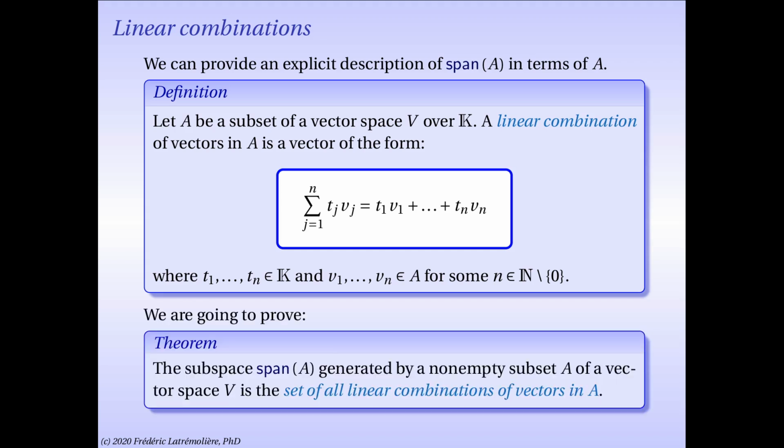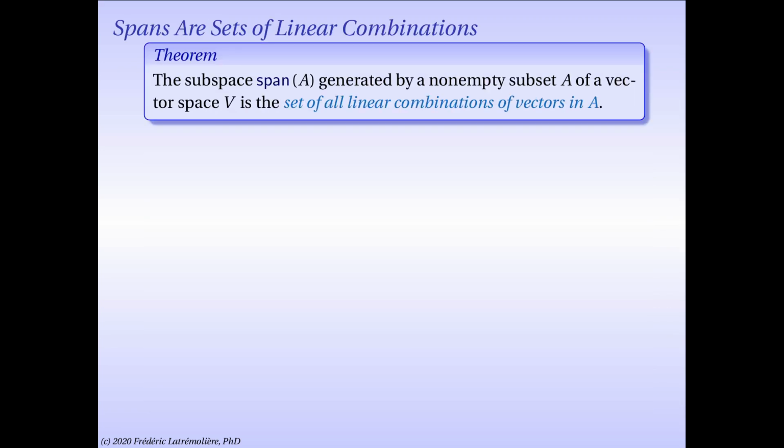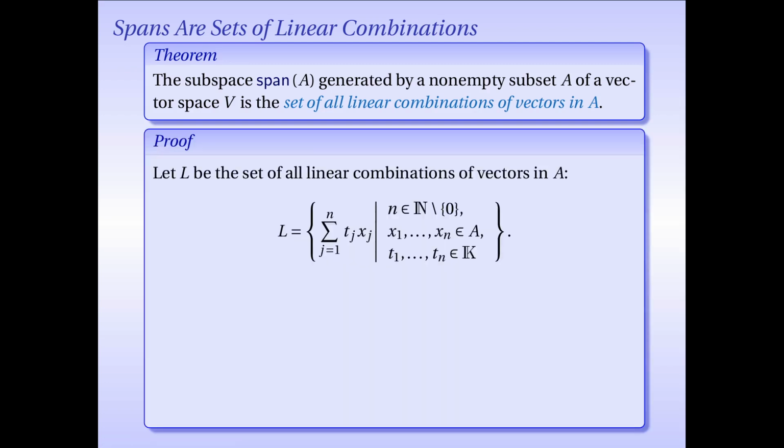What we are going to prove is that the subspace span of A, generated by a non-empty subset A of a vector space V, is in fact the set of all linear combinations of vectors in A. The proof of this theorem involves an interesting strategy. Let L be the set of all linear combinations of vectors in A. I wish to prove that L equals the span of A.